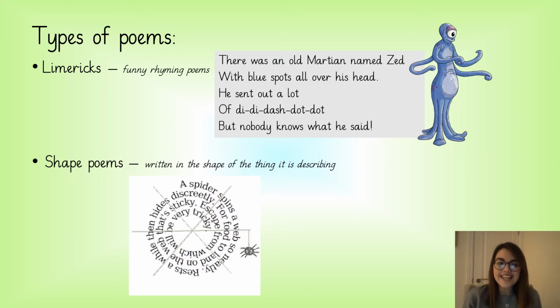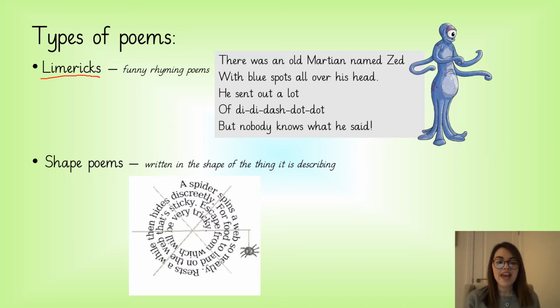Okay everybody, now we're going to take a closer look at some types of poems. One type of poem is a limerick, which are funny rhyming poems. So here's an example of a limerick on your screen. There was an old Martian named Zed with blue spots all over his head. He sent out a lot of diddy dash dot dot, but nobody knows what he said.